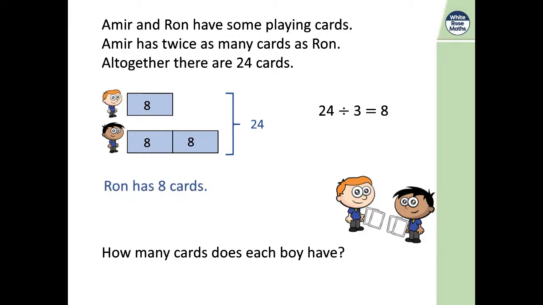Okay, so Ron has 8. Then we can work out the next one for Amar. 8 times 2 is 16, so Amar has 16 cards.